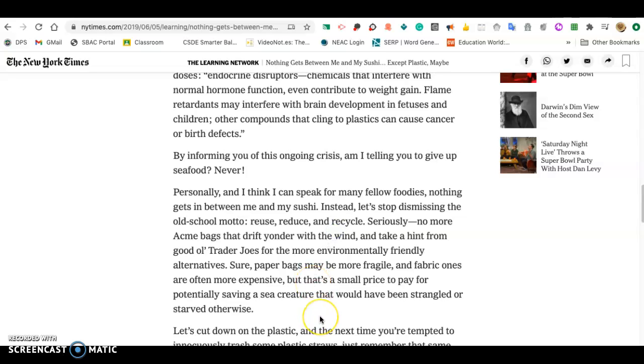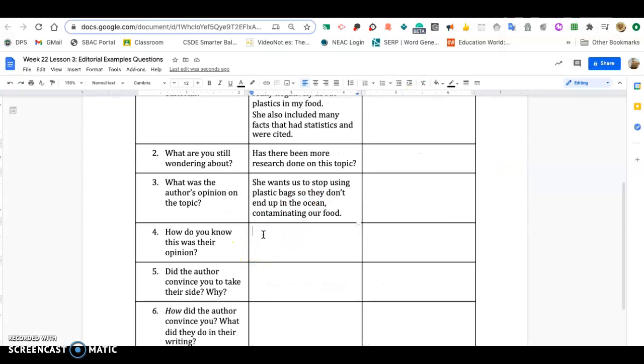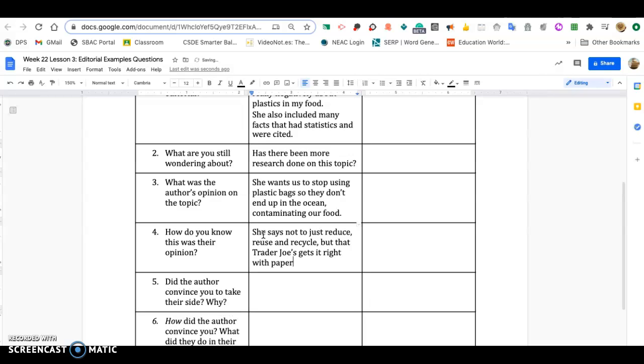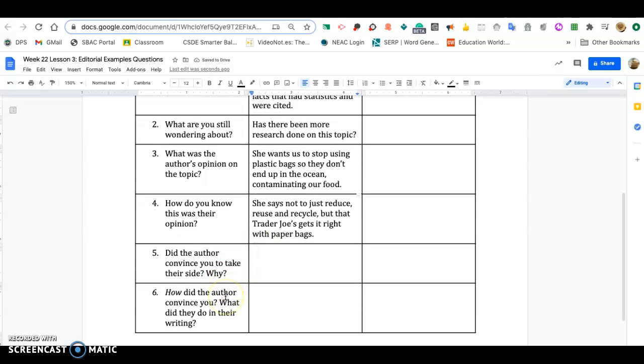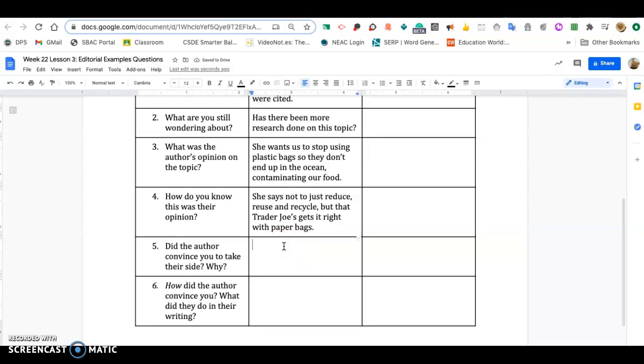And she even explains this in a way where she's saying, yeah, I get it. Maybe you like plastic, but this is much, much better for you. So I'm going to say, how do you know this was their opinion? She says not to just reduce, reuse, and recycle, but, and I'm going to even say, Trader Joe's gets it right with paper bags. Okay, and did the author convince you to take their side? I'm going to say yes, they did.